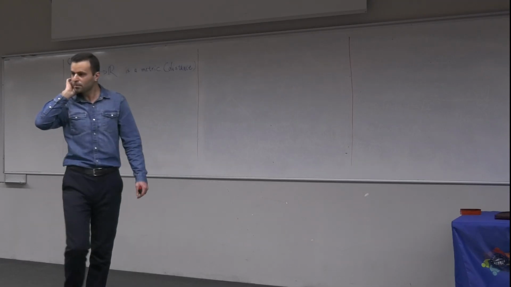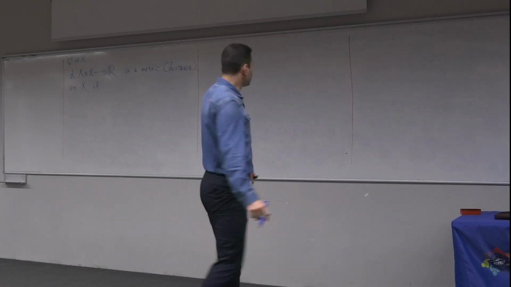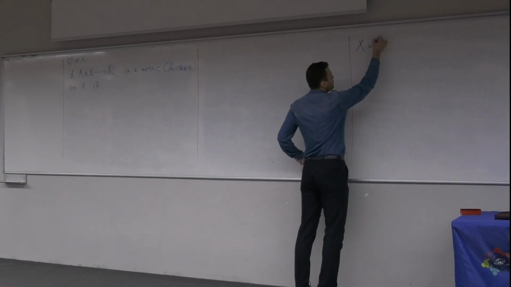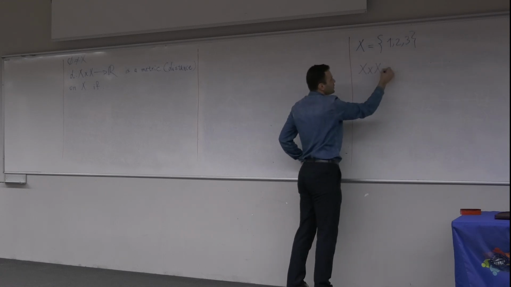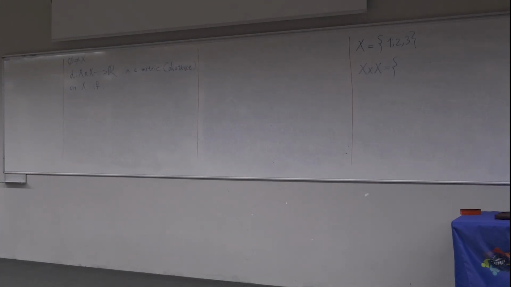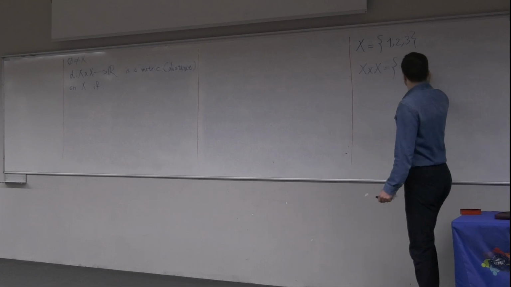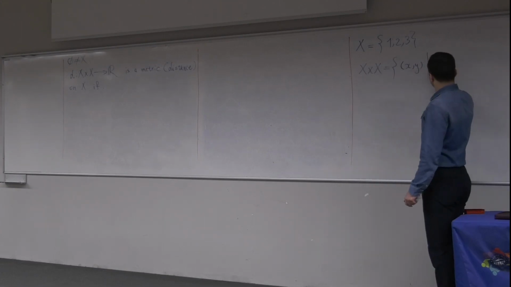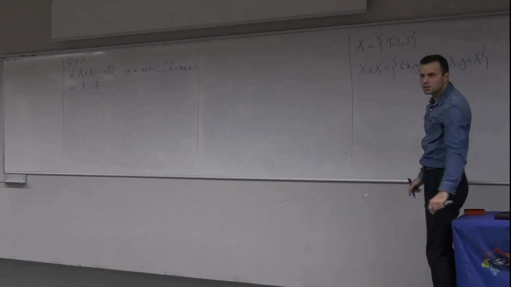Do you remember it? It was the Cartesian product of the set X with itself, right? For instance, if our set X is equal to {1, 2, 3}, what is the Cartesian product X times X? The Cartesian product of a set with itself or a set with another set is the set of all of these pairs (x, y) such that the first component comes from the first set and the second component comes from the second set. Both of them are X here, okay?